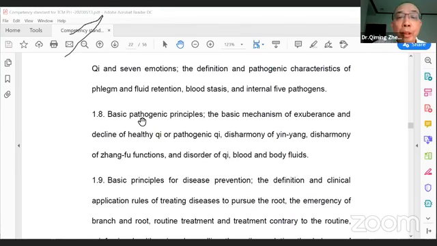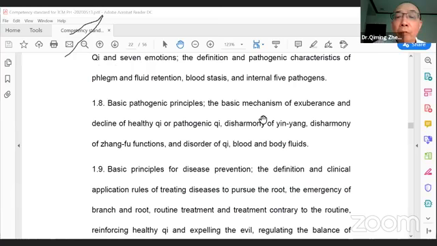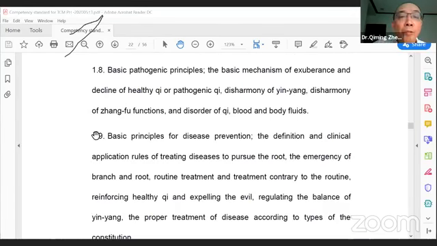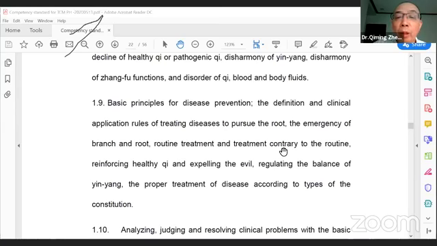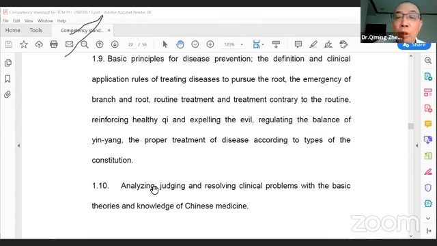Basic pathogenic principles, the basic mechanism of exuberance and decline of healthy qi and pathogenic qi, disharmony of yin-yang, disharmony of Zang function, and disorder of qi, blood, and body fluids. Point 9, basic principle for disease prevention and definition and clinical application rules of treating disease: pursue the root, and the emergency of branch and root. Routine treatment and treatment contrary to the routine, reinforcing healthy qi and expelling the evil, regulating the balance of yin-yang, the proper treatment of disease according to the types of constitution.